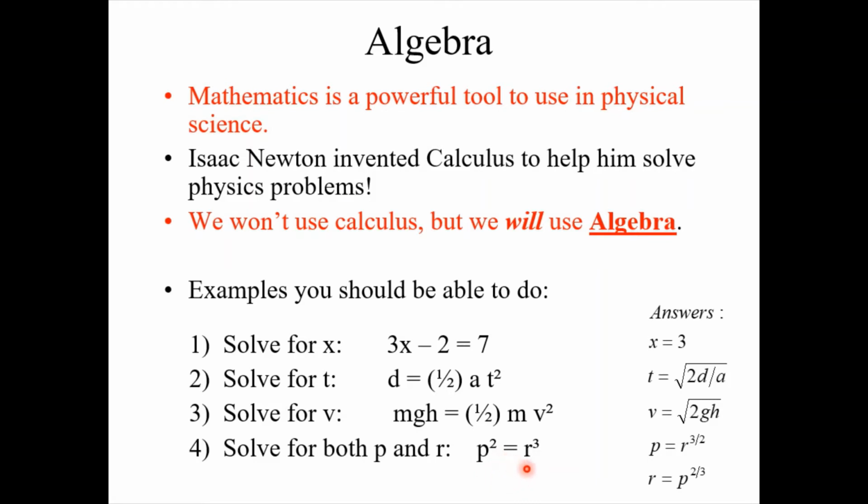And then something like this, we're going to encounter this equation later on in the course. P squared equals r cubed. You should be able to solve for both p and r, and those expressions are shown here. We'll actually go over this one a little more carefully later on in the course, but these are the types of basic things that you'll need to be able to do to be successful in this course.